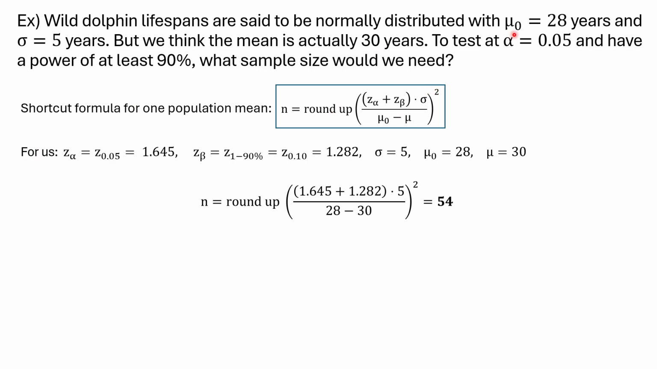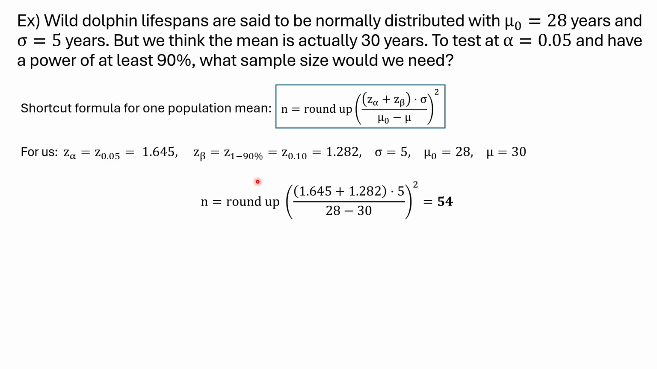Here for us in this problem, z alpha, we wanted an alpha of 0.05. So z alpha will be z of 0.05. That's 1.645, the z-score with 5% area above it in the standard normal distribution. Z beta is z of 1 minus 90% because we want a power, let's say, of 90% here. So that's z of 0.1. That's 1.282. In the problem, we're given sigma of 5, mu 0 of 28, and we think mu is 30.